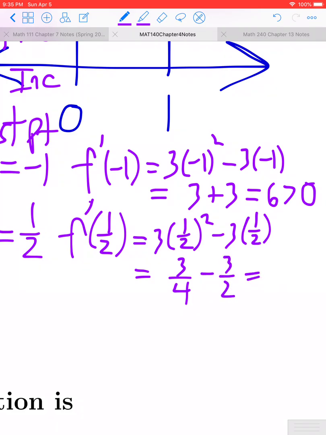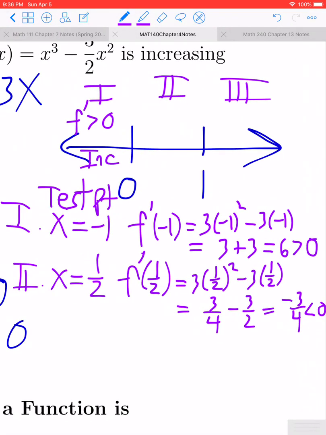And then 3/4 minus 3/2, after getting common denominators, should leave us with -3/4, which is in particular a value that's less than 0. So we see that at the test point, the derivative is negative, which means that the derivative will be negative for all values of x in between 0 and 1, which means that the function f will be decreasing between 0 and 1.